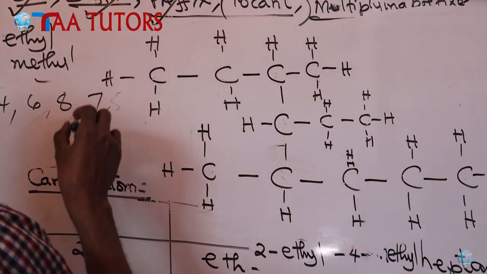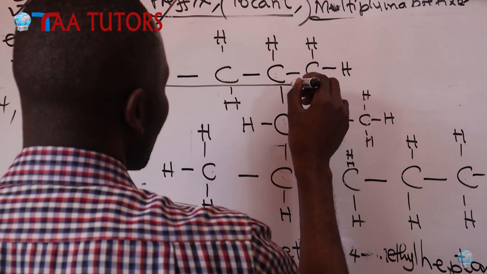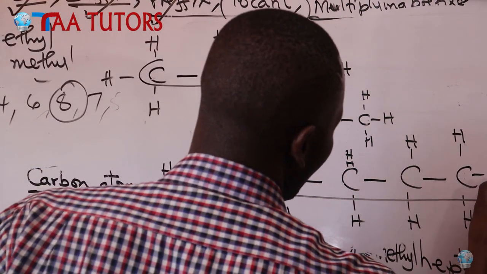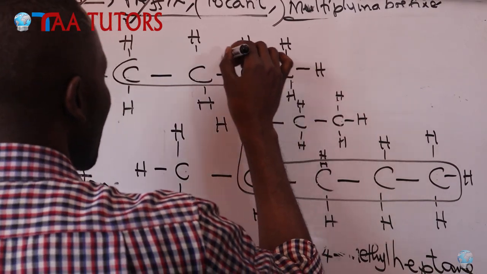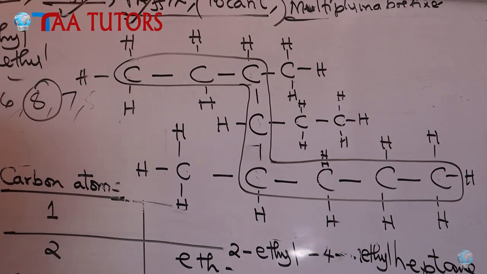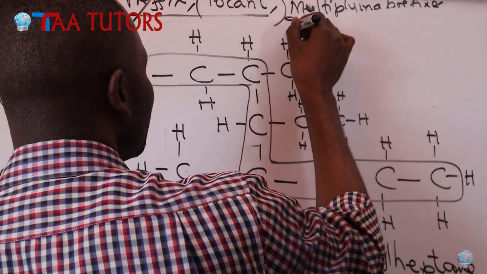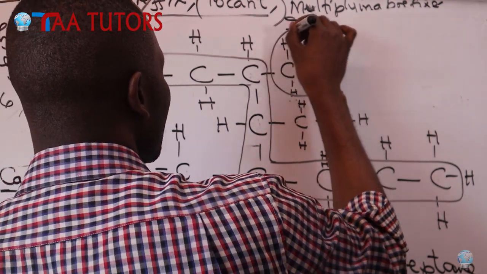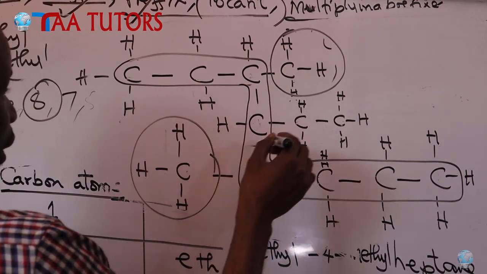1, 2, 3, 4, 5. So it means the longest chain is this one, coming from here, coming down here, going there. Sometimes cycling the longest chain like this helps you to understand what is actually branching. After I isolate it the way I've done, this is a branch here, there's another branch here, and then there's a branch here.